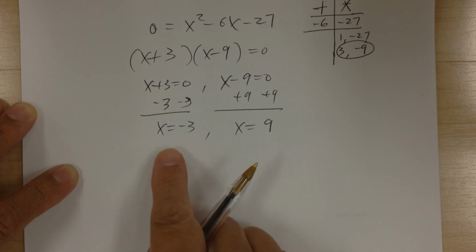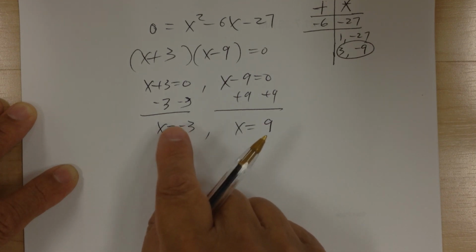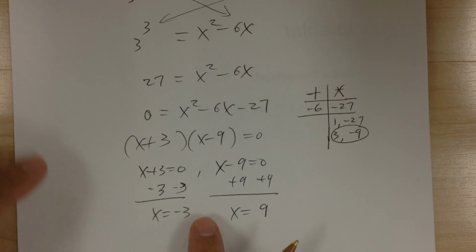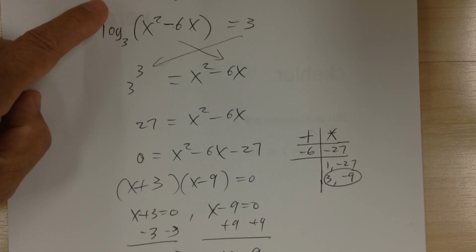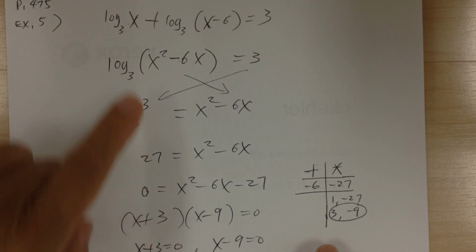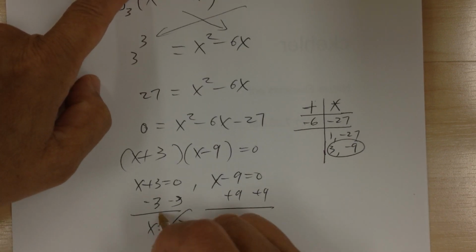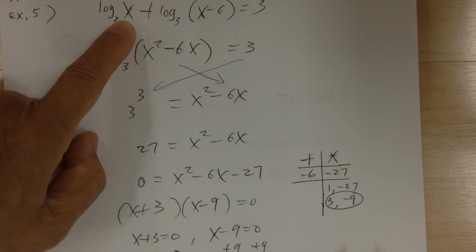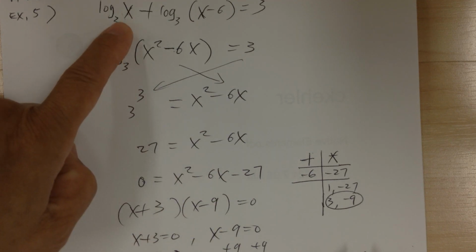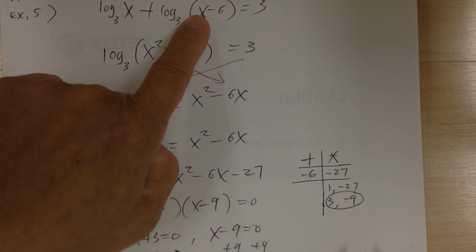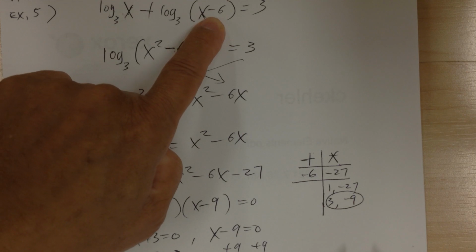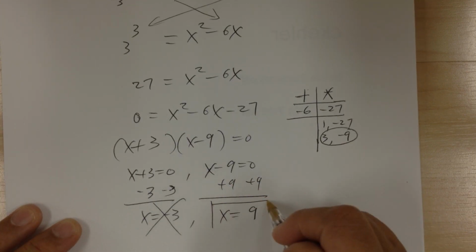Now for the logs, after you solve, you have to check for each answer, because the log of a negative number is undefined. So when you put a negative 3 over here, you're going to get log of negative 3. So this one is no good. Okay, you cannot have a log of negative number. So when you put 9 over here, it's good. You have to check each one. So put a 9 over here, 9 minus 6 is still positive. So this one is good. So x equal to 9.